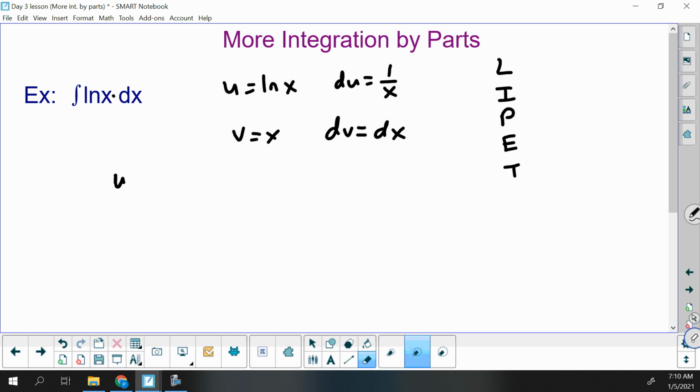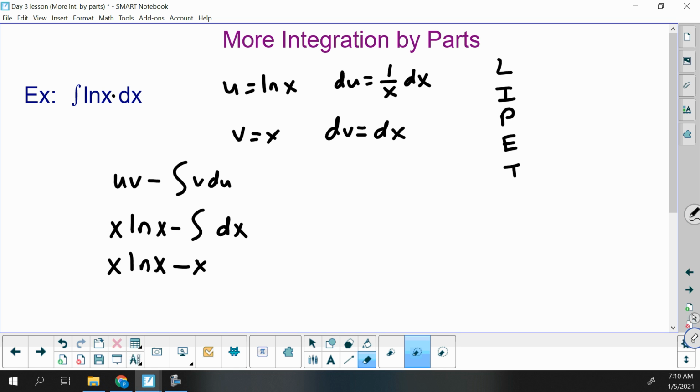And just as a reminder, we're doing uv minus the integral of v du. So we'll have x natural log of x minus the integral v times du. Oh, you know what? I forgot my dx on that there. V times du will be x times 1 over x dx. Well, x times 1 over x is just 1, so this will just end up as dx. The antiderivative of dx is just x, so we'll have x ln x minus x, and then your plus c on the end because it is an indefinite integral.